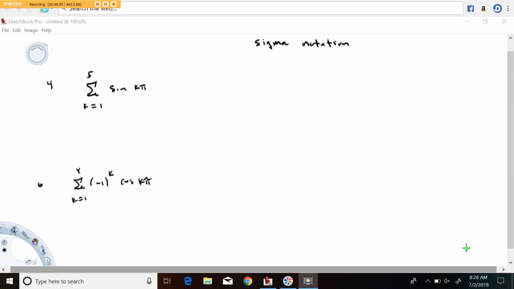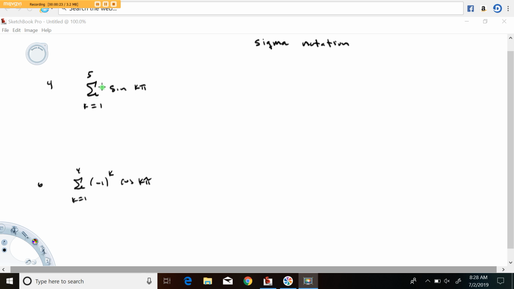I'm making this video to be an introductory video into sigma notation. So we're going to look at a couple of examples. This first one is number 4 in the current calc textbook that we're using. What this reads is the sum from k equals 1 to 5 of sine of k pi.